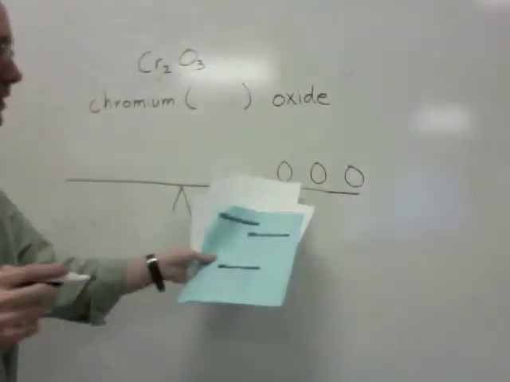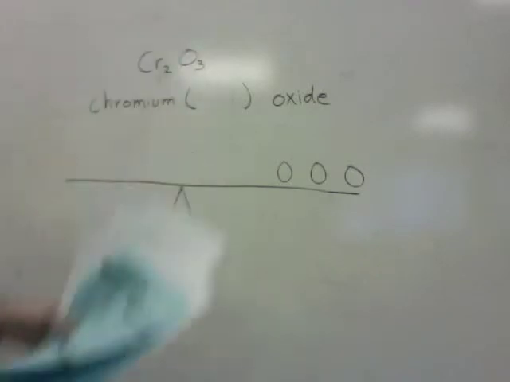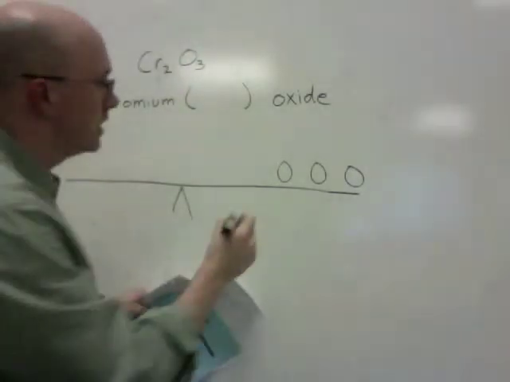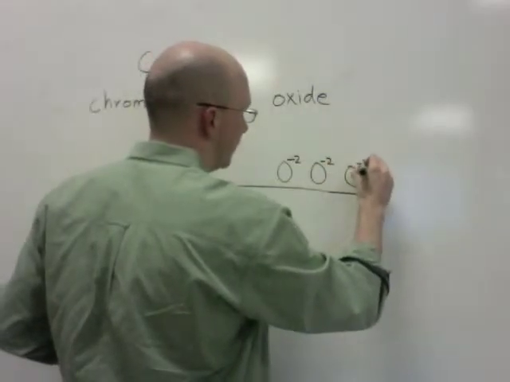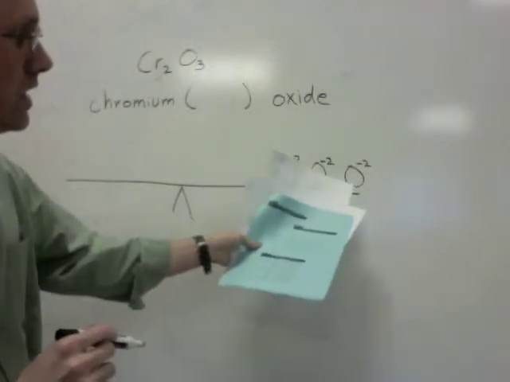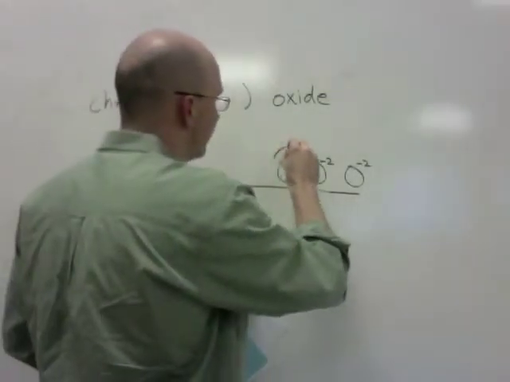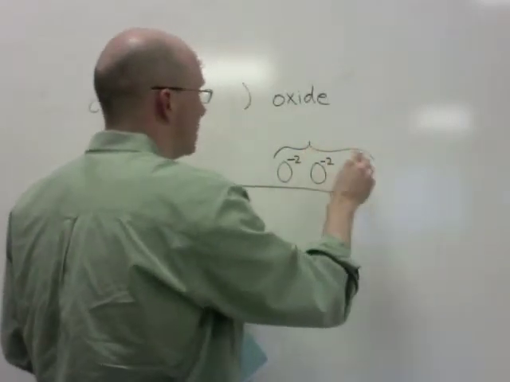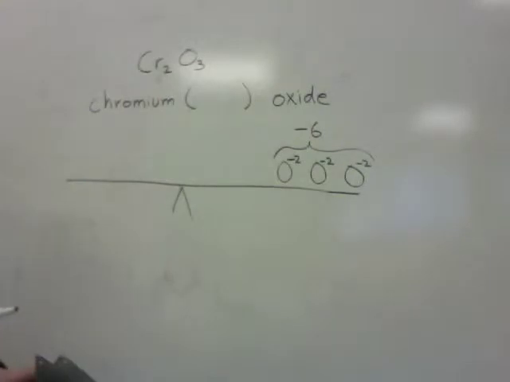Okay, and what is the charge on that? You should know by now that because of oxygen's position on the periodic table, it's always got a -2 charge. If you've got 3 atoms that each have a -2 charge, that means that together they make a total of -6.